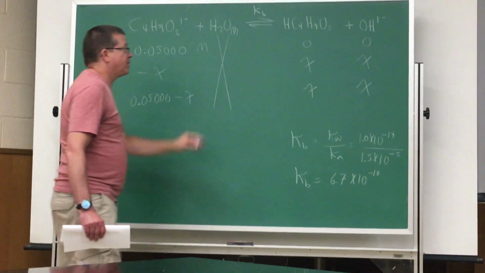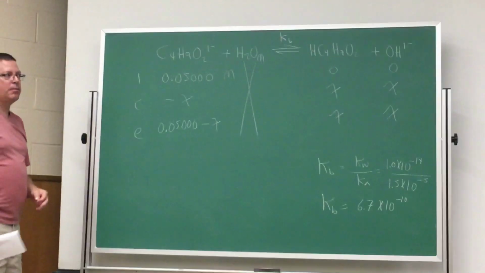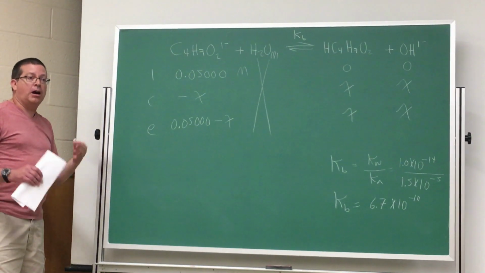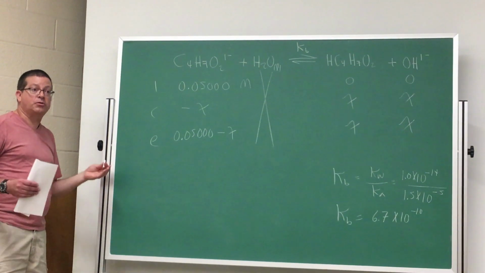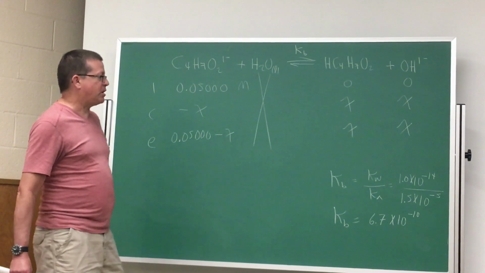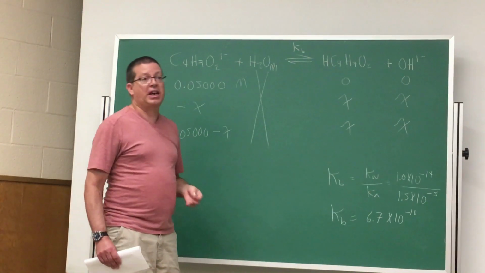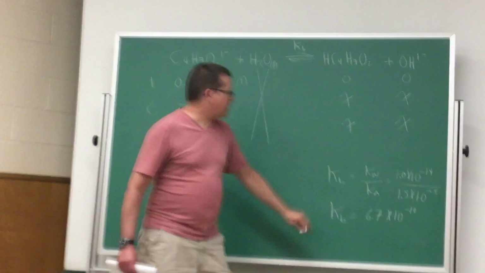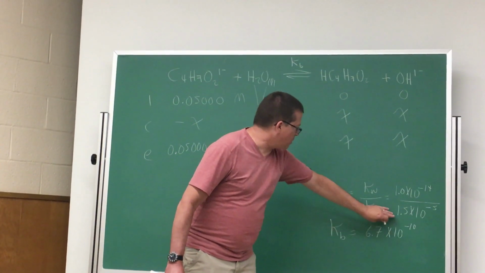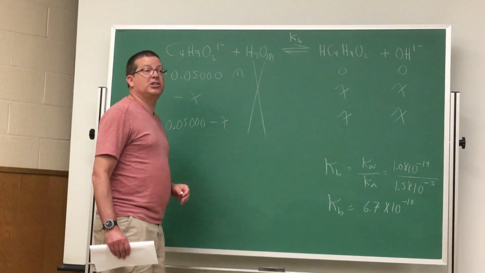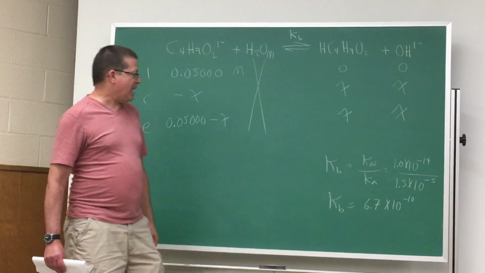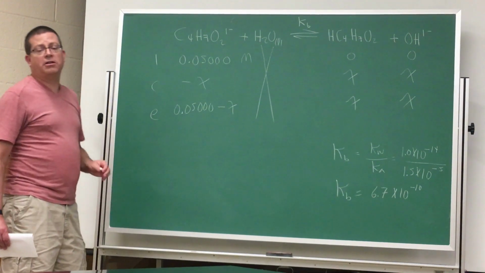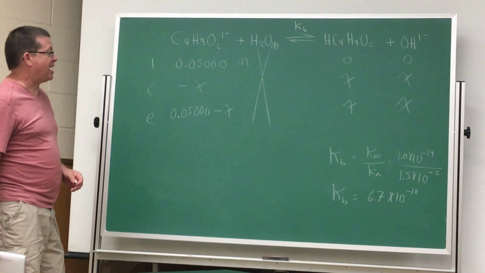Now here's the issue. This is not a Kb that I can look up, but I know the Ka of the conjugate acid. So we know how to get a Kb for a weak base that comes from a particular conjugate acid. We know the relationship, Kw equals Ka times Kb. I can solve that relationship for Kb, and I can put in my Kw value and also the given Ka value for the conjugate acid. And from that, I get a Kb of 6.7 times 10 to the minus 10. So that's the number I want to use for my K in my law of mass action.